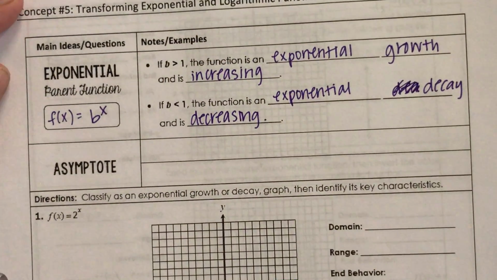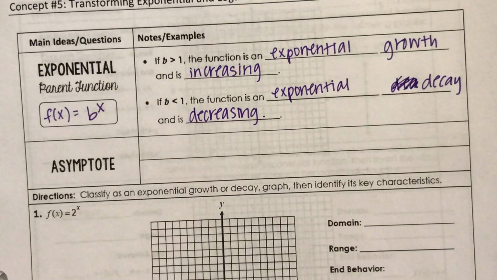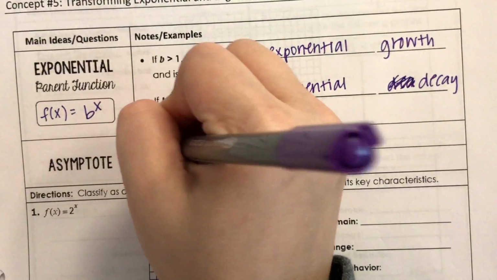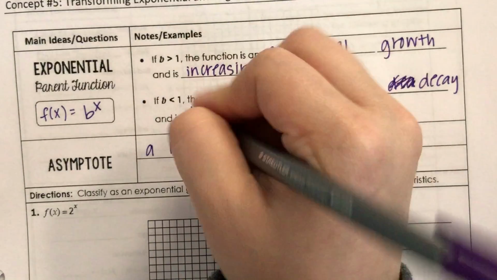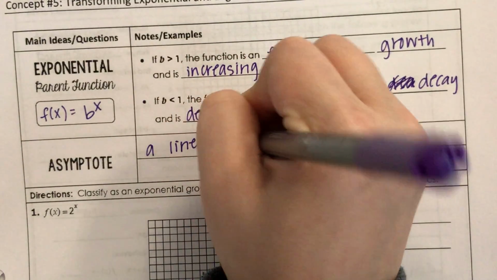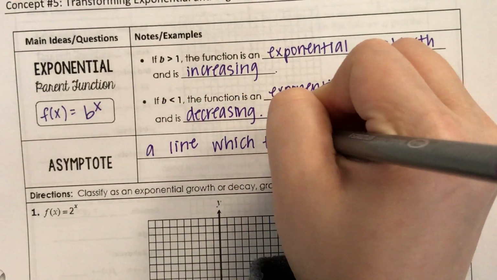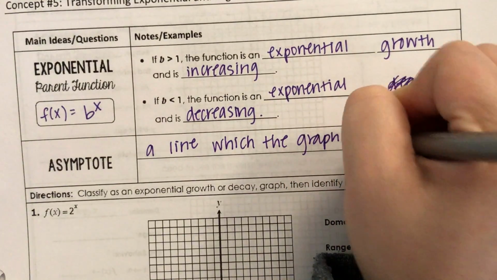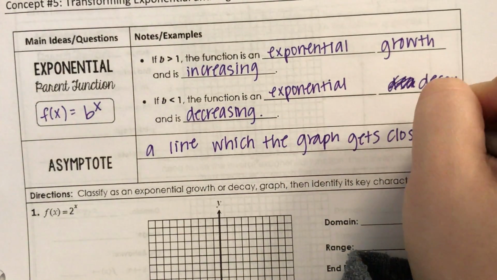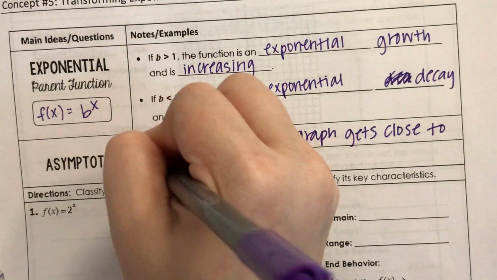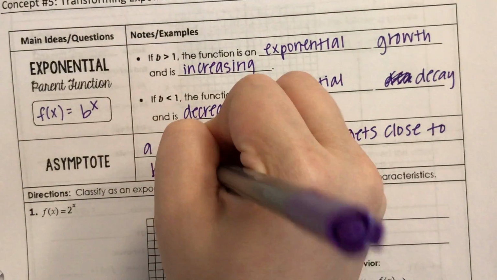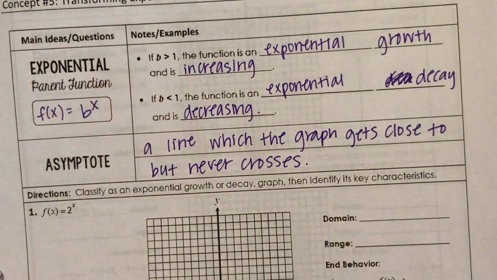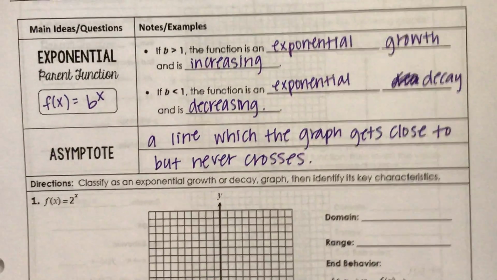Okay. All right. An asymptote, this is something you will learn about in this unit, is a line which the graph or the function gets close to but never crosses. Okay, it gets very, very close to it, but it never crosses it.